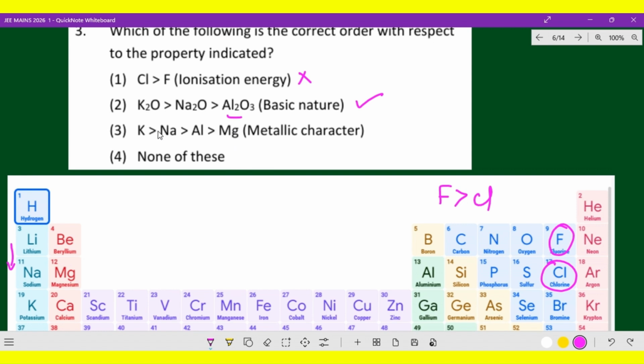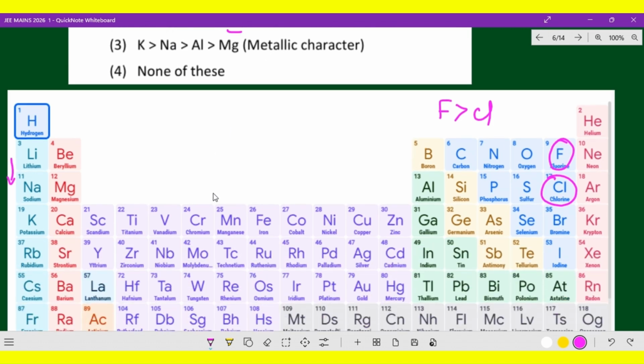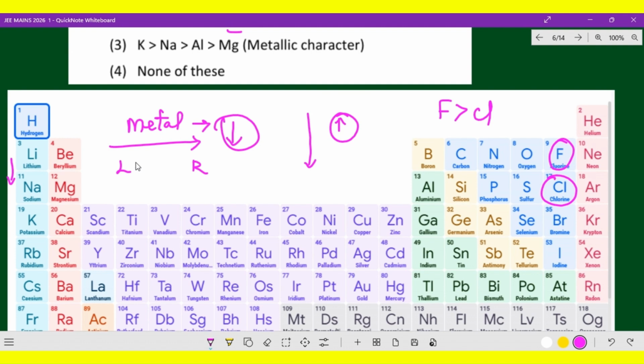Now here, K, that is potassium, is greater than sodium, greater than aluminum, greater than magnesium in metallic character. Generally in the periodic table, metallic character decreases from left to right, whereas from top to bottom, metallic character increases.